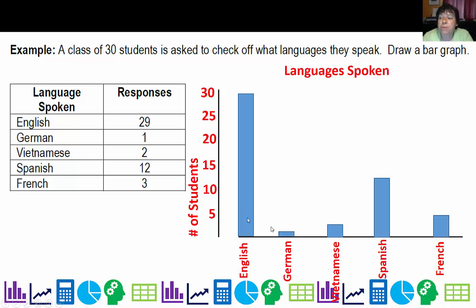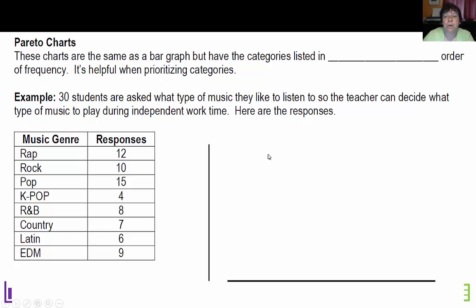Okay, now I could have put these in an order of popularity, and that type of chart is called a Pareto chart. So we list the categories in descending order of frequency. So in this case, I looked at the music that 30 students liked in the classroom, and they were allowed to like more than one. So you can see this again adds up to more than 30.